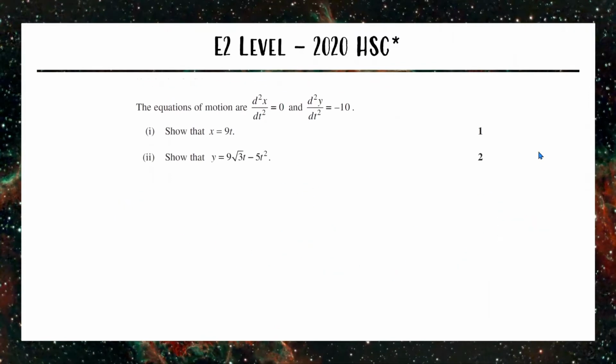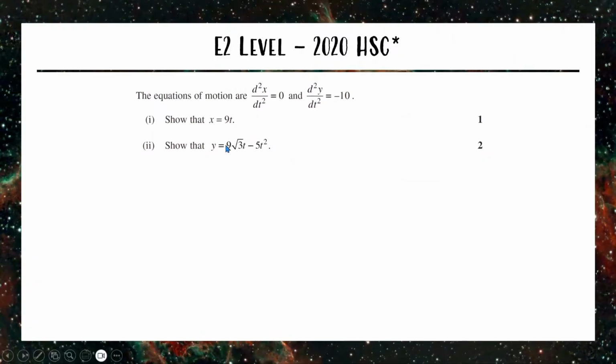Moving on to the y equation, we're now going to show that the y displacement is equal to 9 root 3t minus 5t squared. Starting off with the same place, we are going to start with our acceleration and we will integrate that to obtain our y velocity.